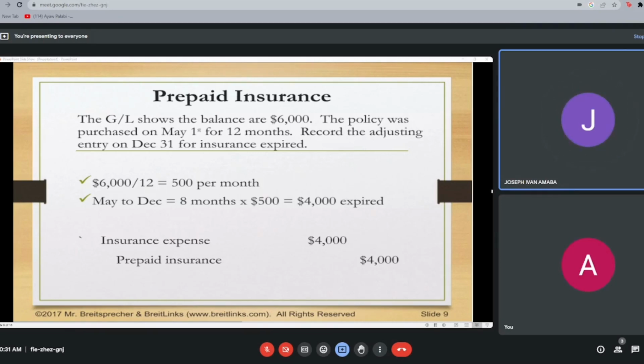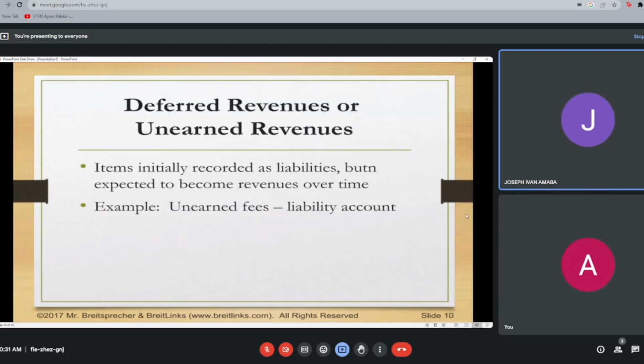Next slide. Deferred revenues or unearned revenues are items initially recorded as liabilities but expected to become revenues over time. Example, unearned fees, a liability account. Next slide.